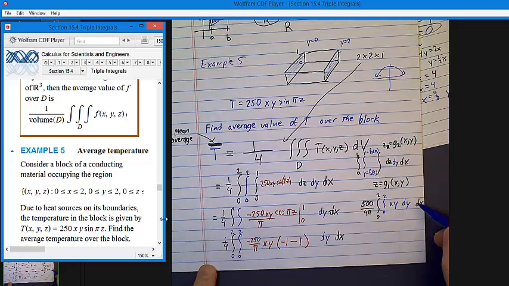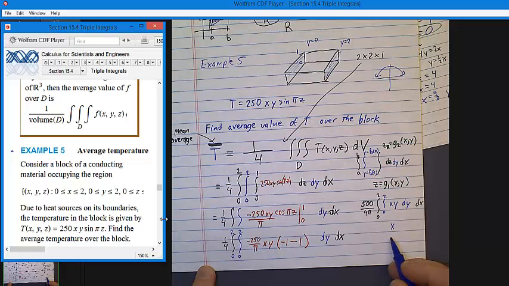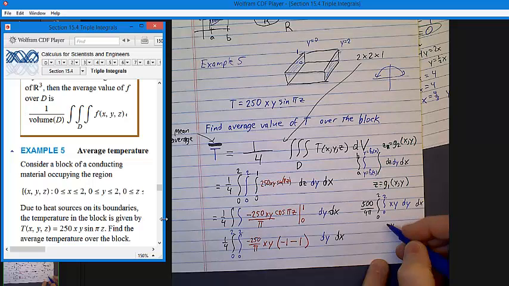So finishing up, I'm integrating dy. What do I get? I guess I get 1/2 y squared, right? Why isn't it 1/2 x y squared? Well, yes. The x stays as a constant. You're right. It is 1/2 xy squared.